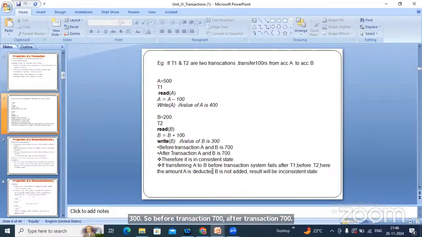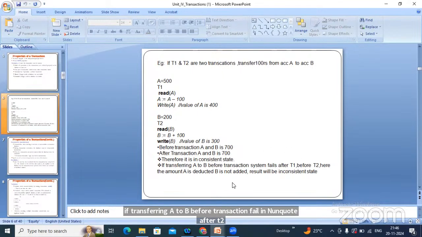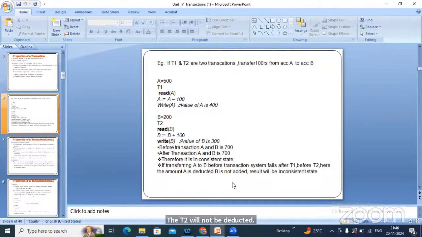So if, while transferring from A to B, the transaction fails, then after T2 the amount will not be deducted, it will not be added. So the data will be in an inconsistent state.